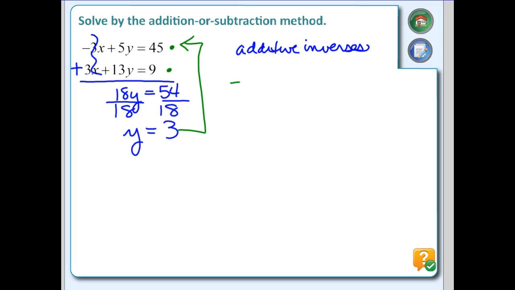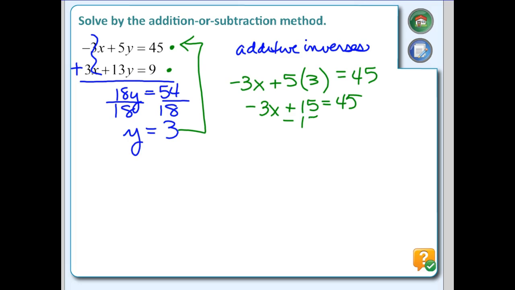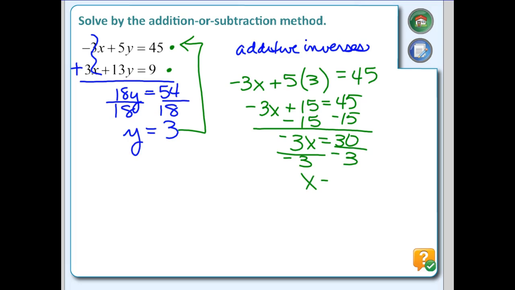So we've got negative 3x plus 5 times y, and we just found y was 3, equals 45. Okay, so now let's do the math. Negative 3x plus 5 times 3 is 15. Again, my floater's 15, so we're going to subtract it to the other side. And so I'm left with negative 3x equals 30. And we all know to get those properties of equality going, we divide both sides by negative 3, so x equals negative 10. So our ordered pair, the x comes first, negative 10, and the y comes second.